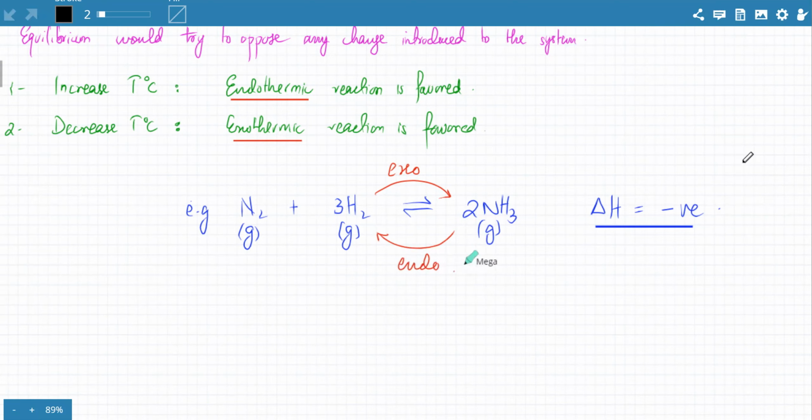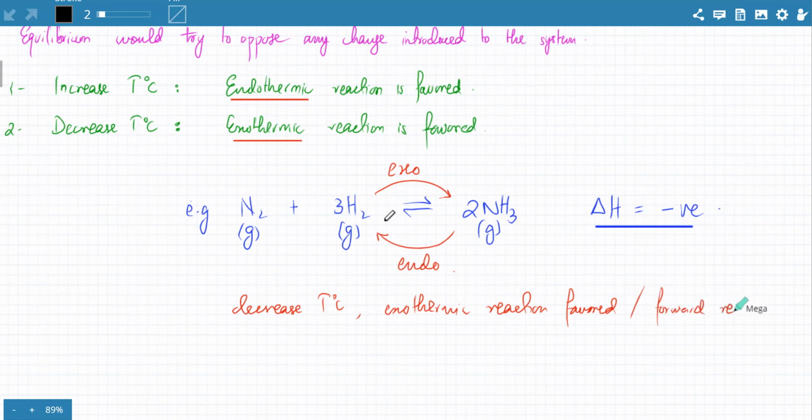So if this had been positive, then the forward would have been the one that would be endothermic. So which one is exo, which one is endo? It varies from reaction to reaction. So tell me what would happen if I decrease temperature? If you decrease temperature, then an exothermic reaction will form. So exothermic is favored. You use the word favored, which in this case is the forward reaction, right?